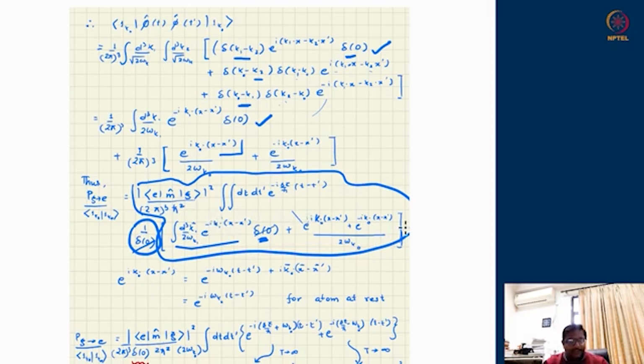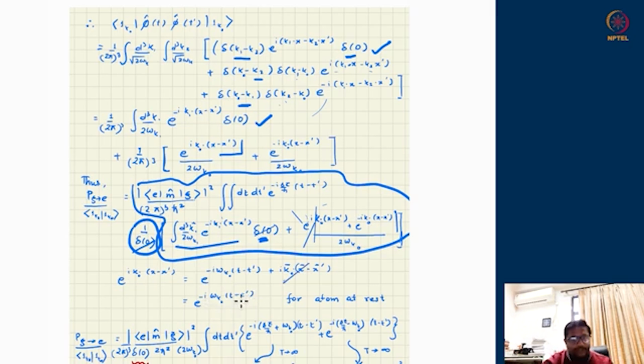But still there are 2 more terms left. These are the terms which we will try to see if there can be a transition or not. Again, for inertial atoms, I will open up this dot product. K naught dot (x minus x prime) will be omega k naught times (t minus t prime) minus or plus iota k naught dot (x minus x prime). Again, for an inertial atom at rest, this portion will be just washed out. There x minus x prime is 0, and only the temporal part of the exponential will be surviving.